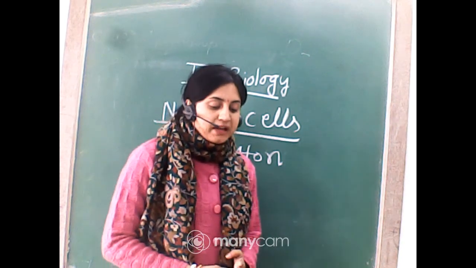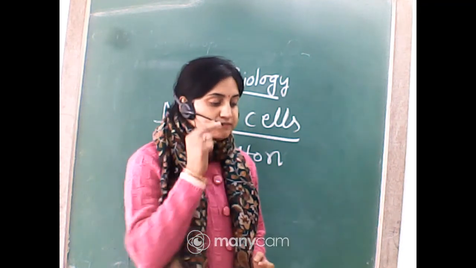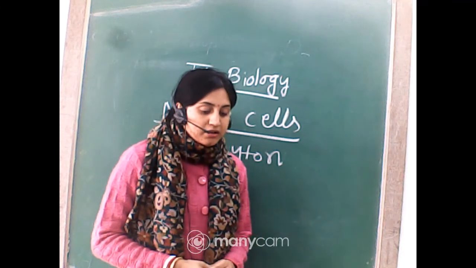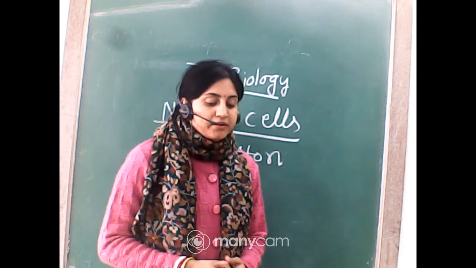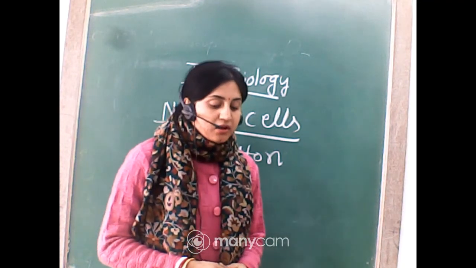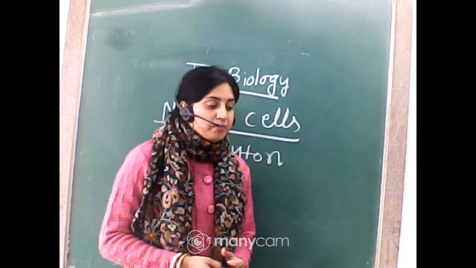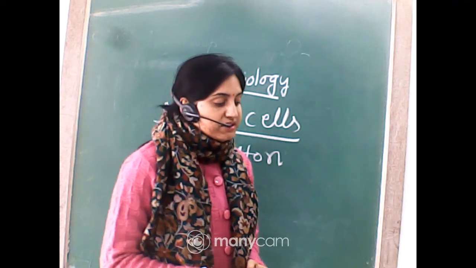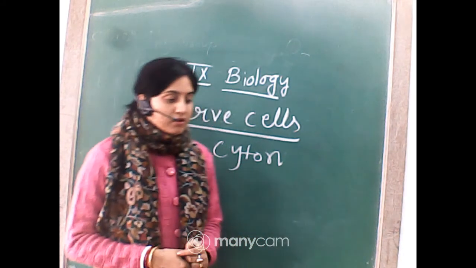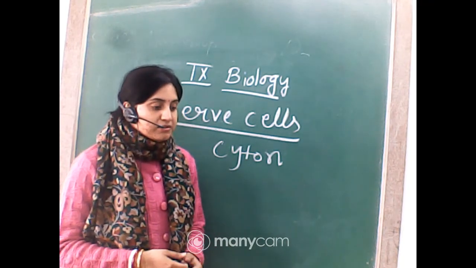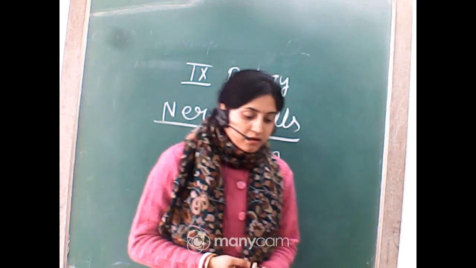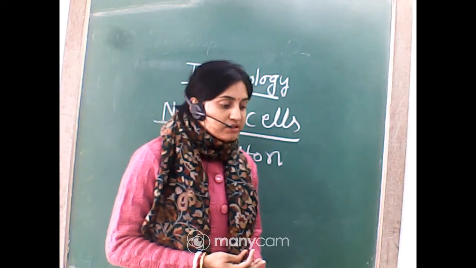Number 3, cytoplasmic projections called dendrites are visible.